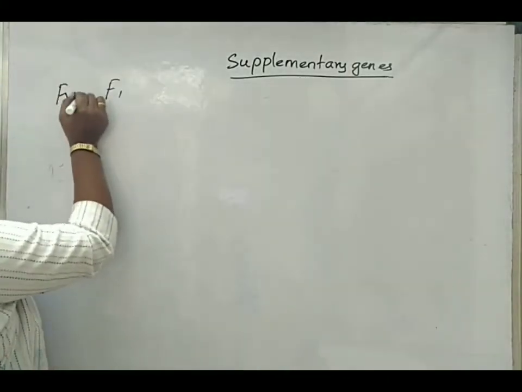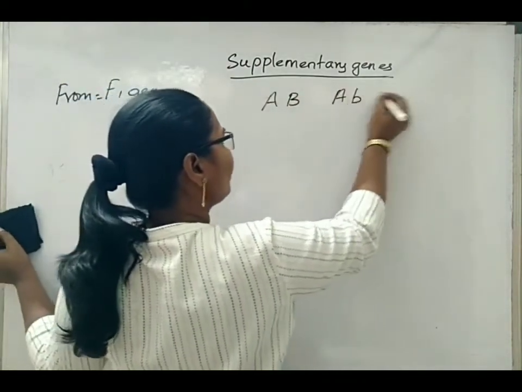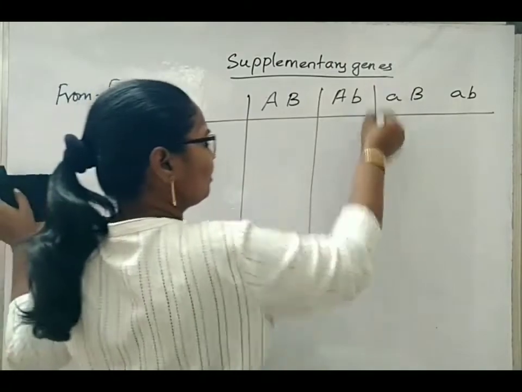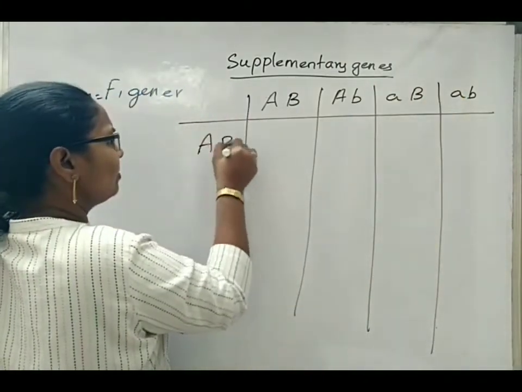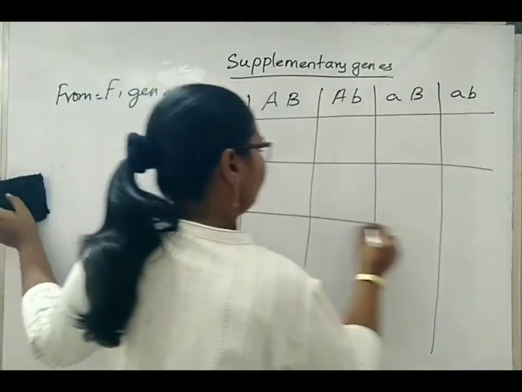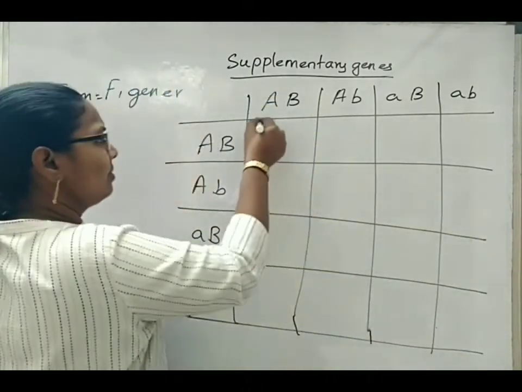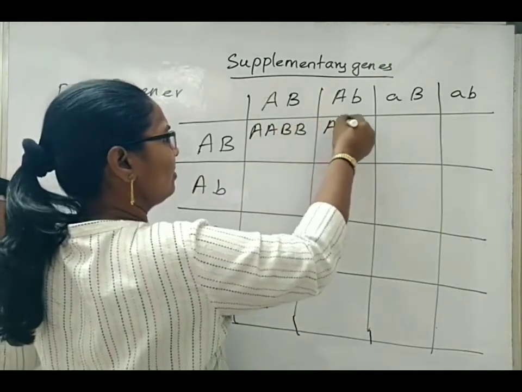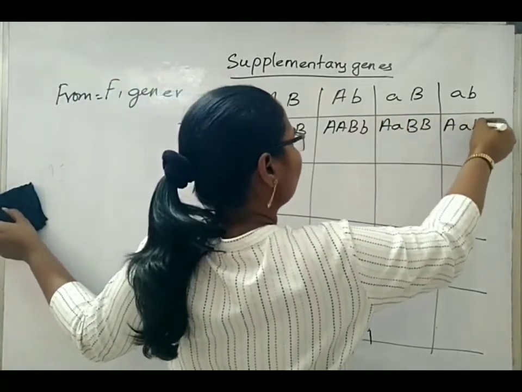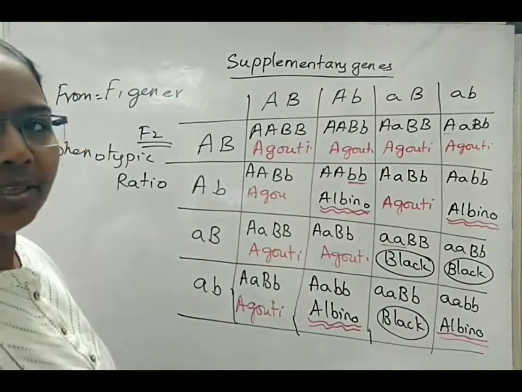From F1 generation, the gametes that are obtained are like this. The combination is like this. So when we are representing that one, when we represent all the dominant allele pairs in F2 cross like this in the Punnett square.